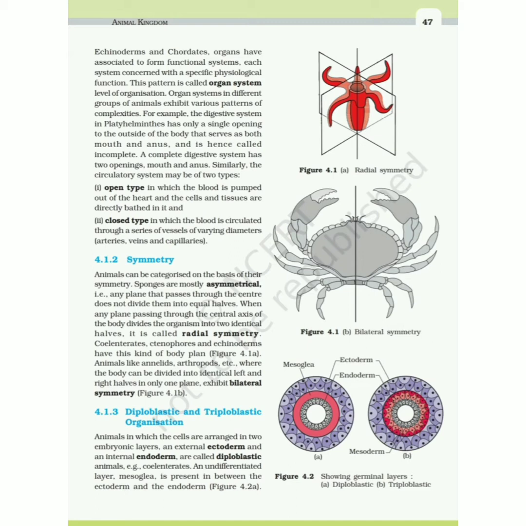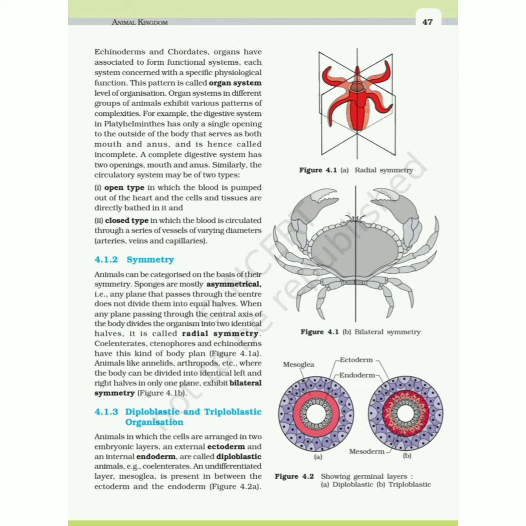4.1.3 Diploblastic and triploblastic organization. Animals in which the cells are arranged in two embryonic layers, an external ectoderm and an internal endoderm, are called diploblastic animals, e.g., coelenterates. An undifferentiated layer, mesoglea, is present in between the ectoderm and the endoderm, figure 4.2a. Figure 4.2 showing germinal layers. A. Diploblastic, B. Triploblastic. Mesoglea, ectoderm, endoderm, mesoderm. Figure 4.1b. Bilateral symmetry, figure 4.1a. Radial symmetry.